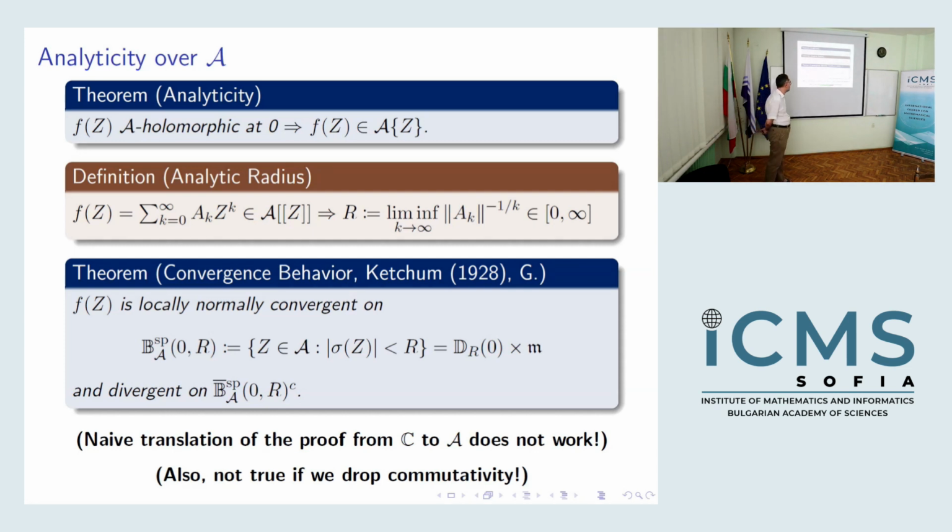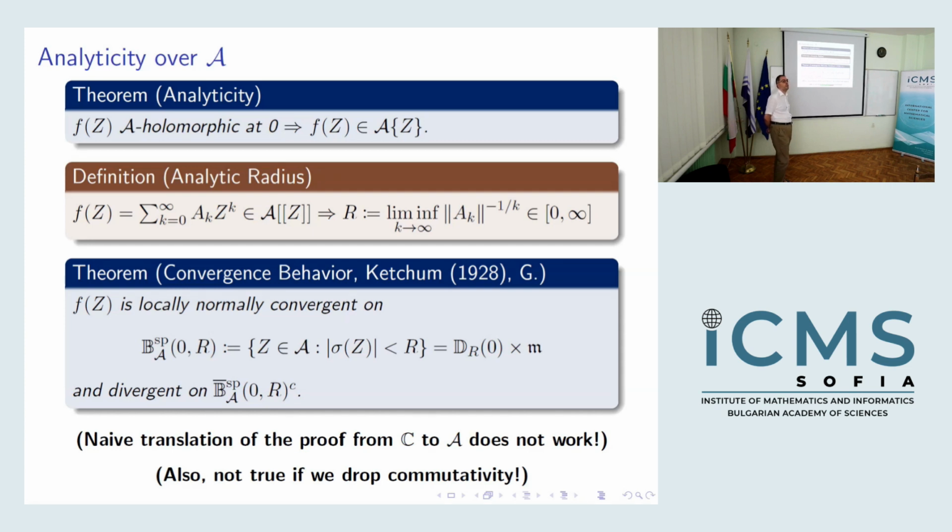And there are two proofs. There is one proof by Ketchum, 1928, and another proof by me some 90 years later. And it's a funny thing that the first attempt would be to somehow translate the original proof from the complex plane to the algebra. But this does not work because in higher dimensions, so for higher dimensional Banach algebras, you only get submultiplicative norms. You do not get the absolute value.